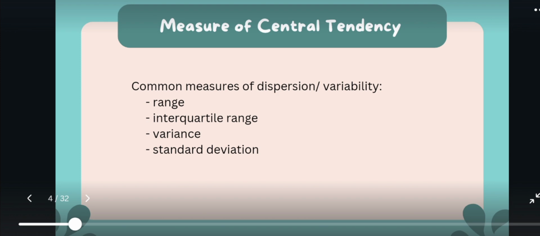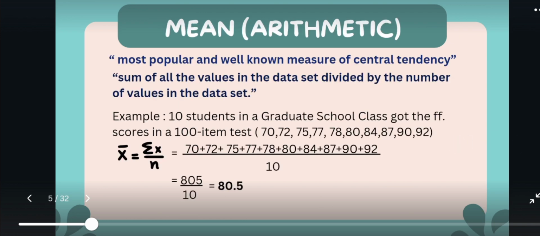However, the dispersion naman or the variability, those are what we call the range, the interquartile range, the variance, and the standard deviation. But now let's have the central tendency muna.